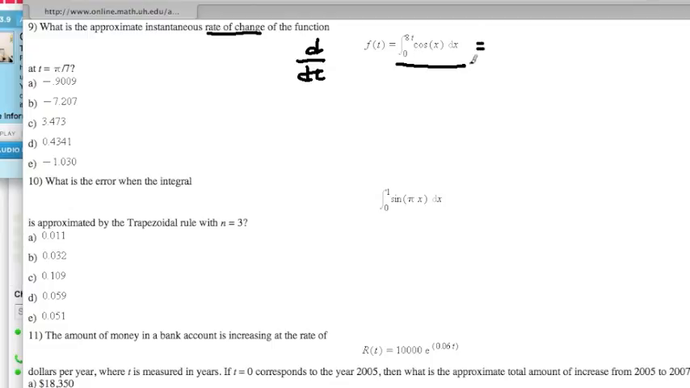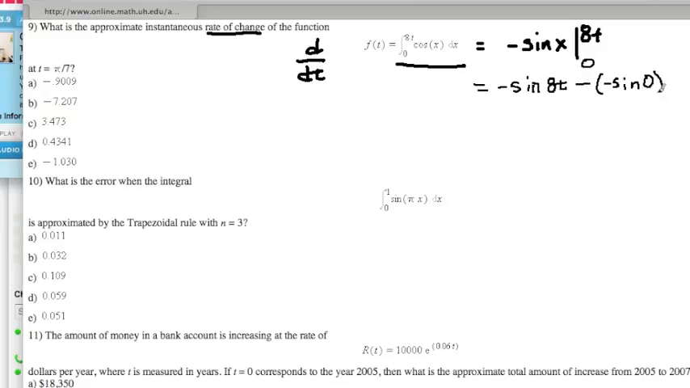So what is the antiderivative of cosine? The antiderivative of cosine is negative sine of x. And we want to evaluate that at 8t, and subtract the evaluation at 0. So this is negative sine of 8t minus negative sine of 0.